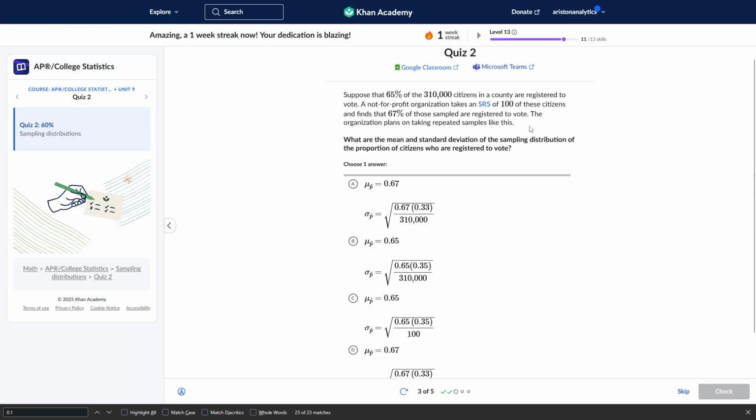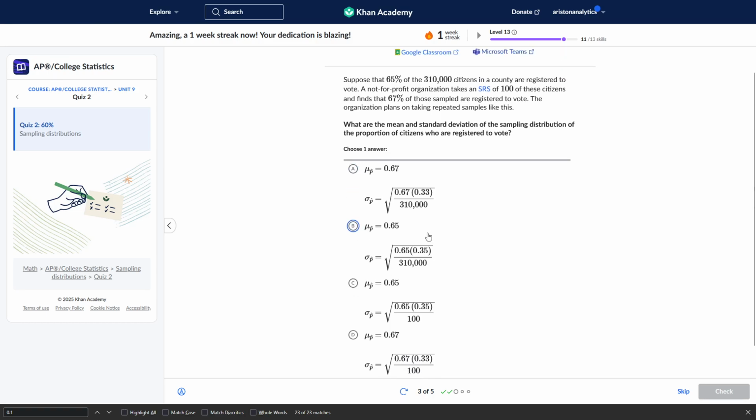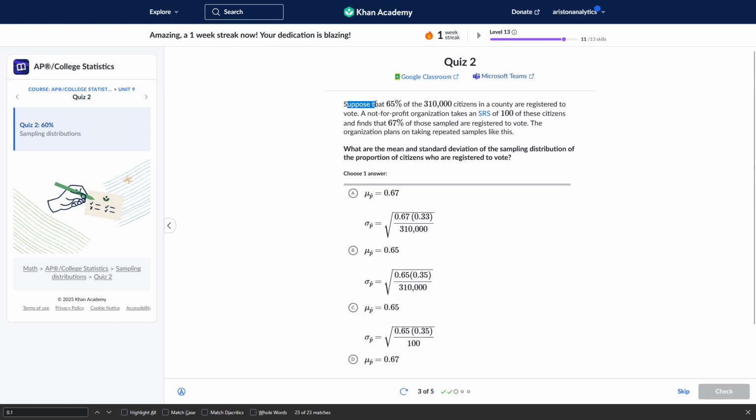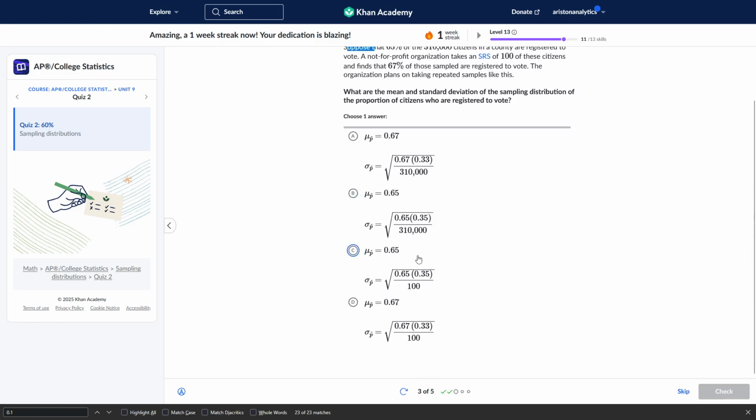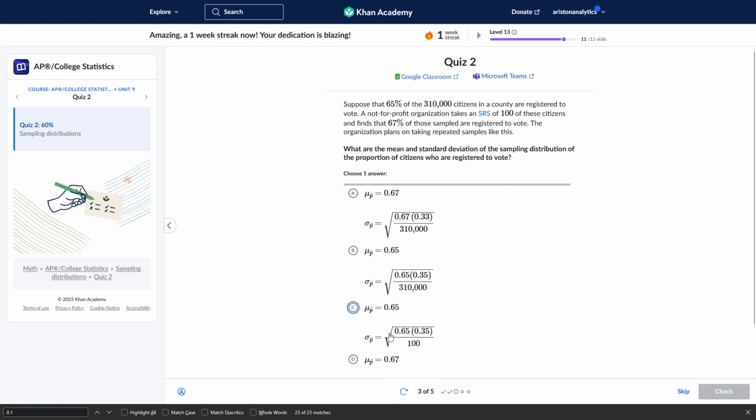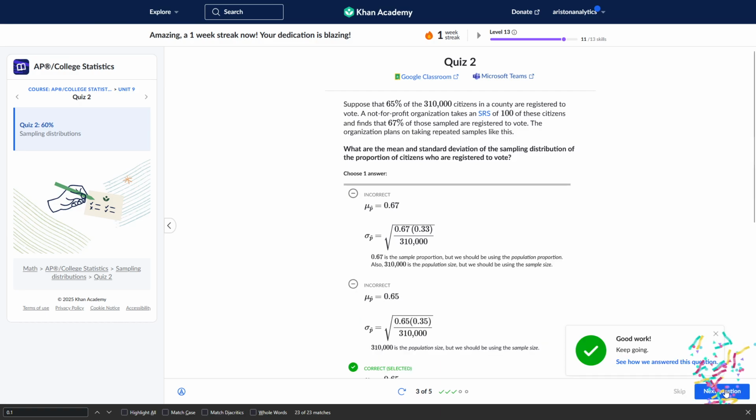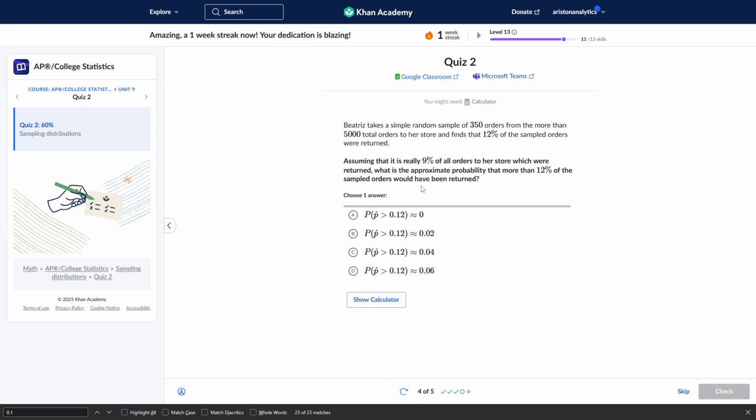What are the mean and standard deviation of the sampling distribution? 0.65, because that's the parameter. And then n is equal to 100, so it'd be that. Because you're looking at the sampling distribution, yep.